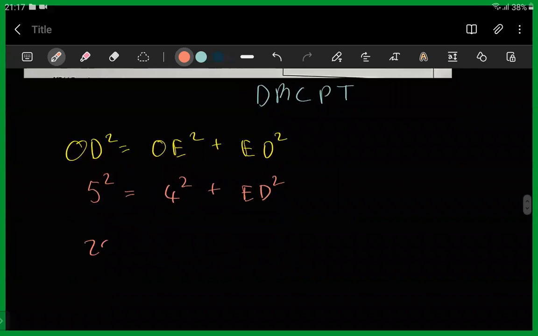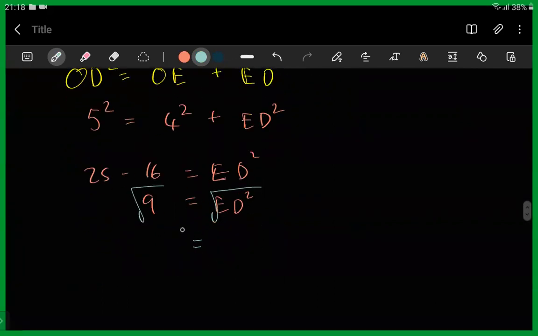So this is going to be like 25 minus 16. And then we're going to get, what is this? 25 minus 16 is what? 9. ED squared. So square root this, square root this. This is going to give you a 3. There is ED. There you go.